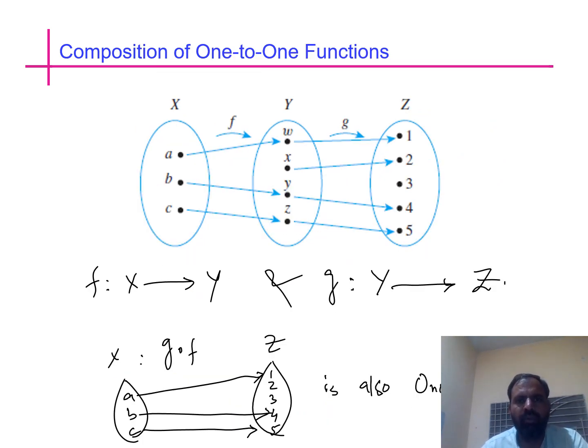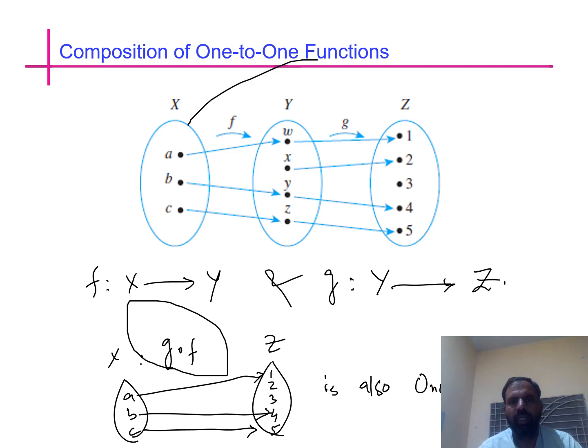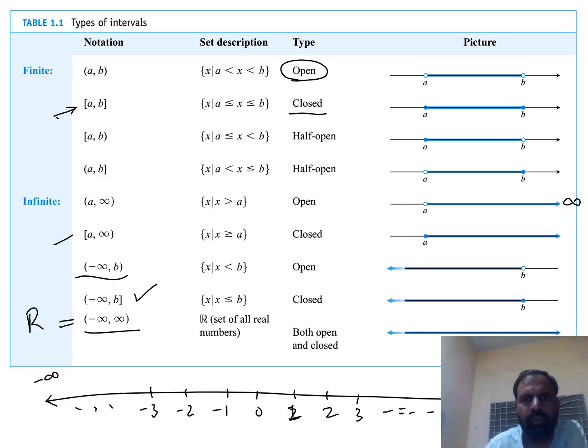Now the composition of one-to-one functions, which we can read easily. X to Y, Y to Z. Here is the function f, and here is the function g. A to W, and W goes to 1. f from X to Y, and g from Y to Z. So the composition g circle f will become X to Z. From this, X to Z is also a one-to-one function. So this is the table of intervals, which is important.